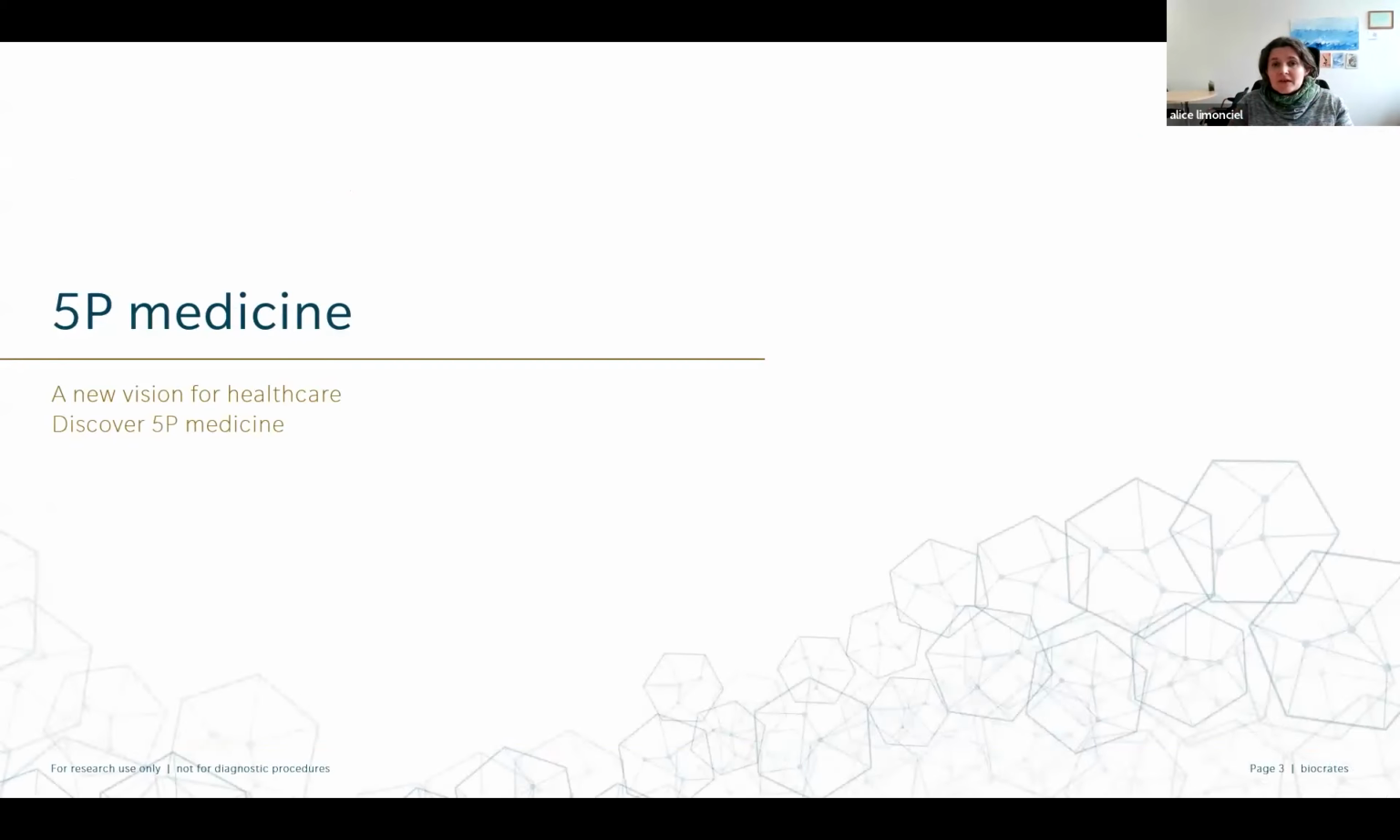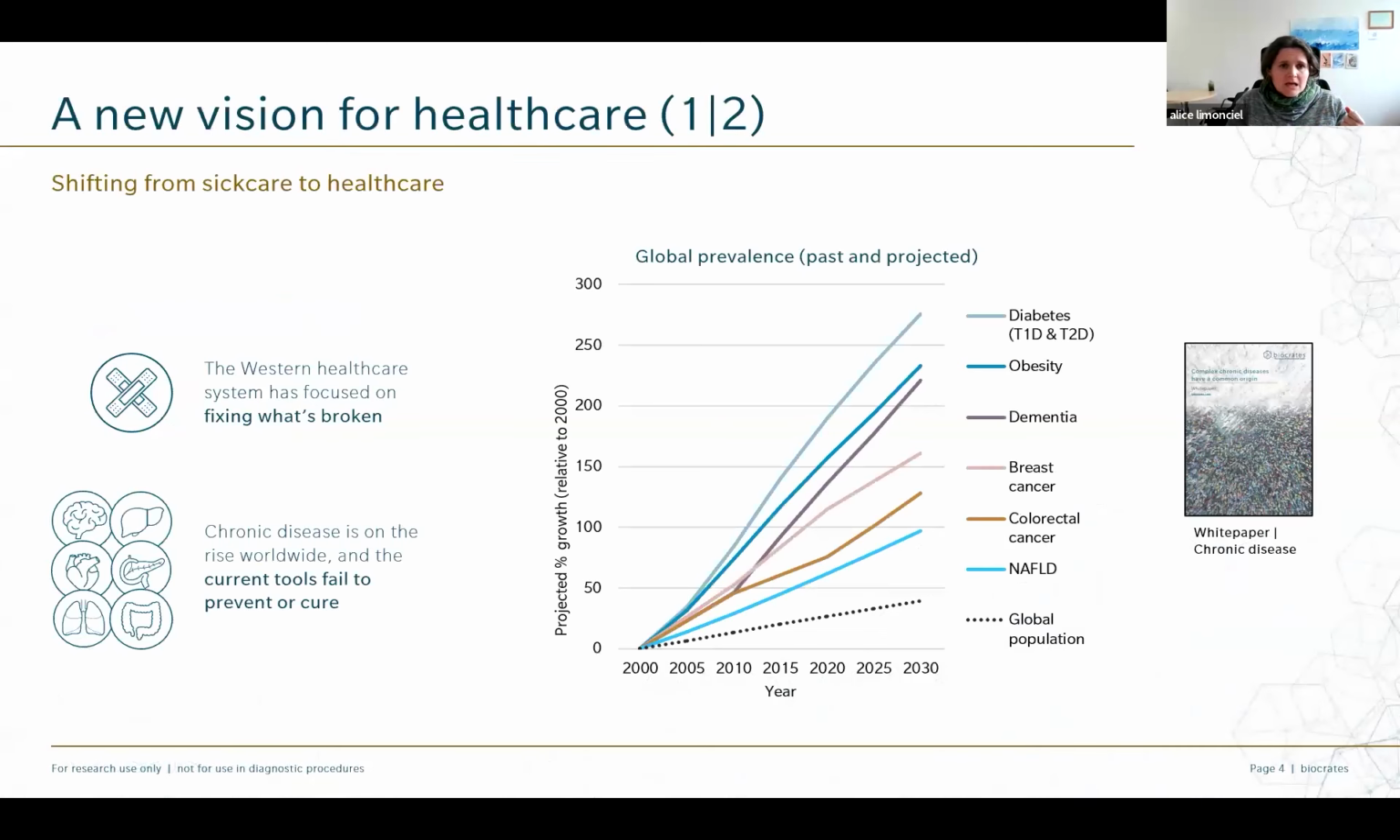But let's dive into 5P medicine, which is a concept that I started to introduce earlier this year in our microbiome webinar, and I want to spread the word about this because I think it's a really nice concept to group together a lot of the applications that can be made with omics in general and with metabolomics, and that can really help us to get a better medicine in the future.